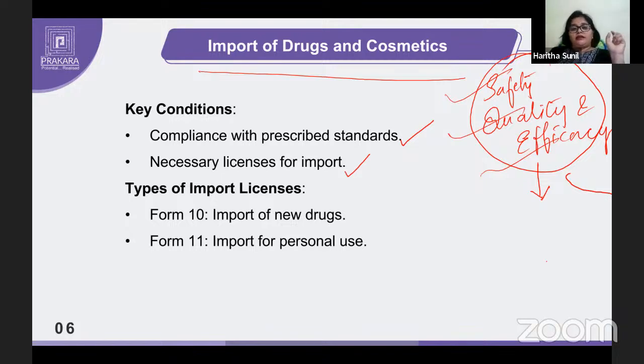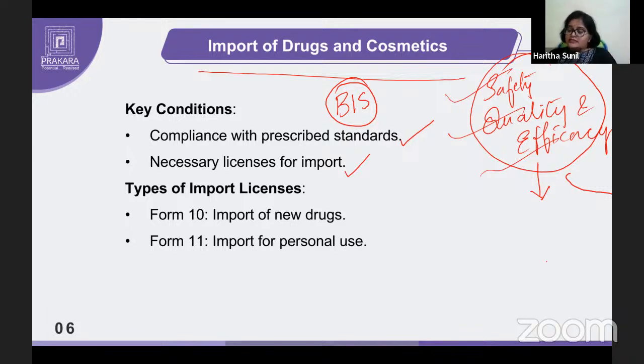What are the regulatory standards? The drugs must adhere to the specifications outlined in pharmacopoeias like the Indian Pharmacopoeia, British Pharmacopoeia, or US Pharmacopoeia. Whereas cosmetics must meet the standards specified by BIS, the Bureau of Indian Standards. It ensures that imported products are safe for use and effective in their intended function, right?